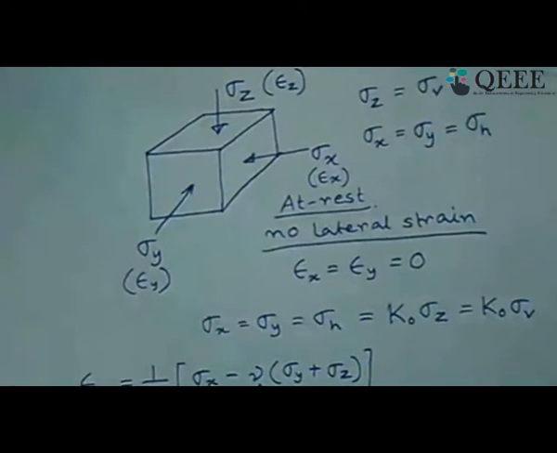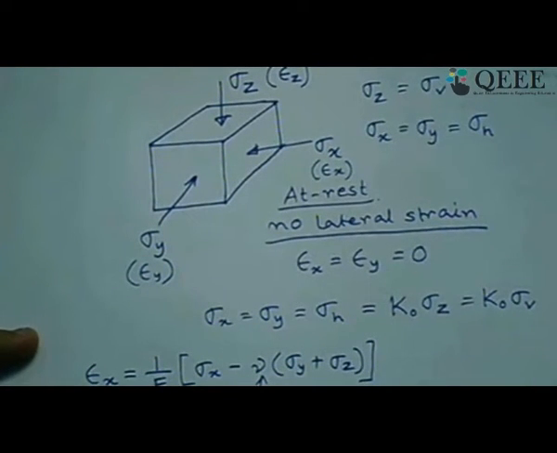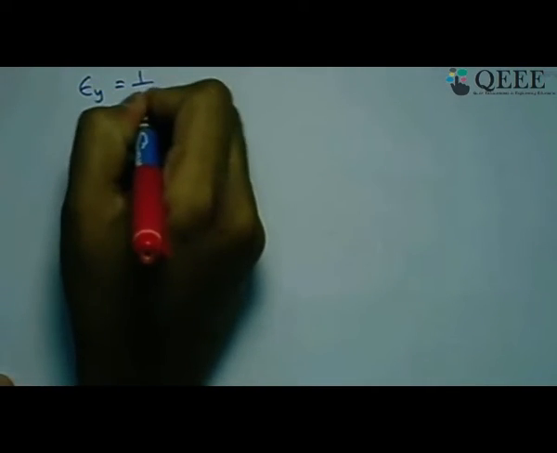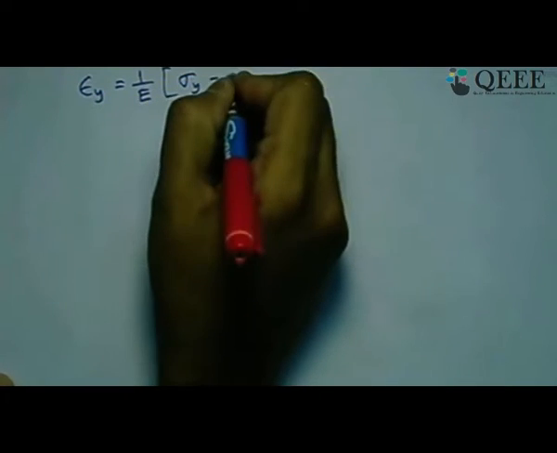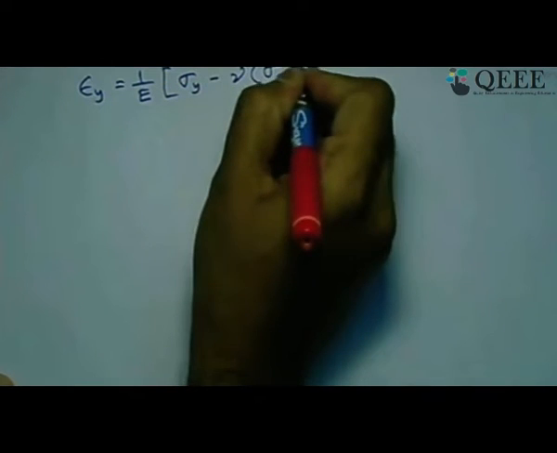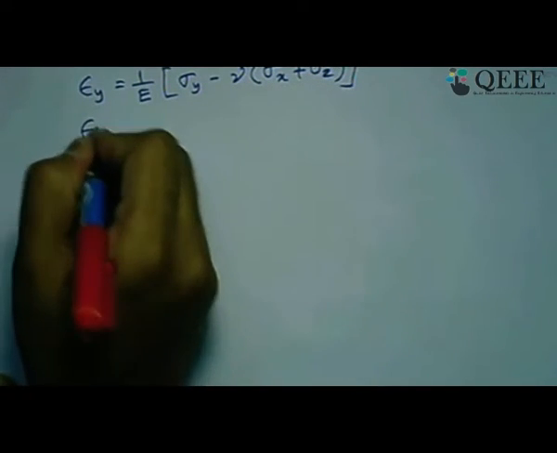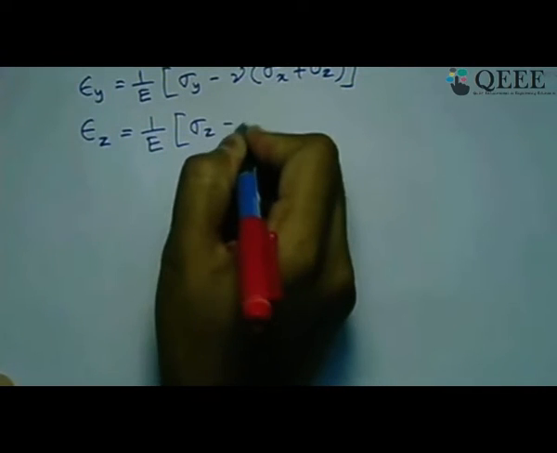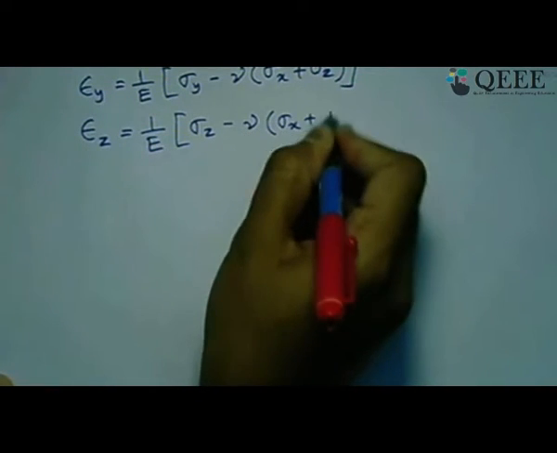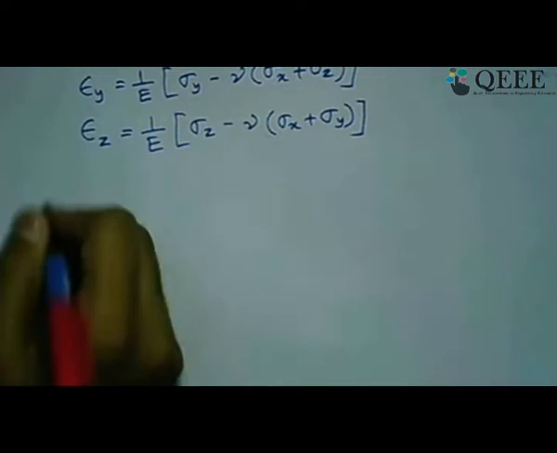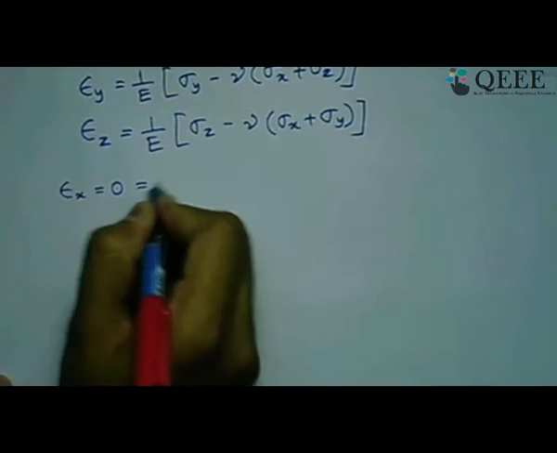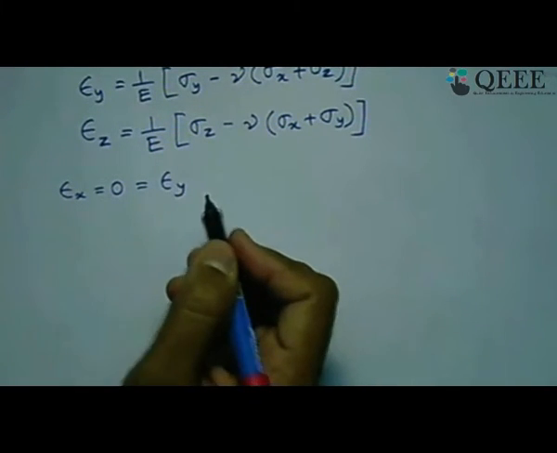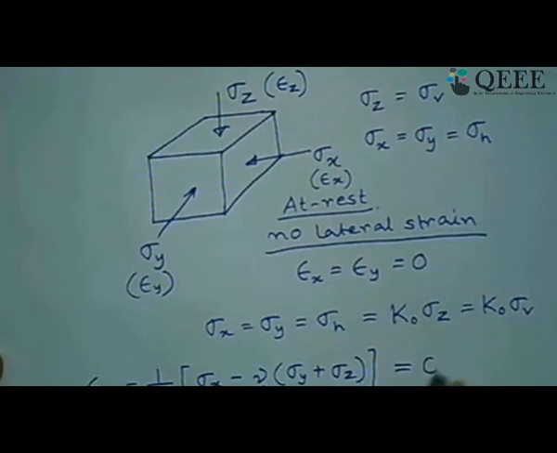Now what are the values of the other strain directions, that is epsilon y and epsilon z? In the same way, epsilon y is given by 1 by E times sigma y minus mu times sigma x plus sigma z, and the z direction strain epsilon z is 1 by E times sigma z minus mu times sigma x plus sigma y. Now we have seen that epsilon x equals 0, as well as epsilon y, because there is no lateral strain. So if you apply this to the first equation itself, setting it equal to 0, what do we get?